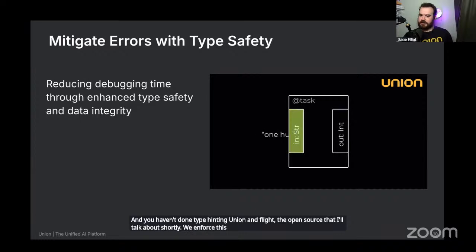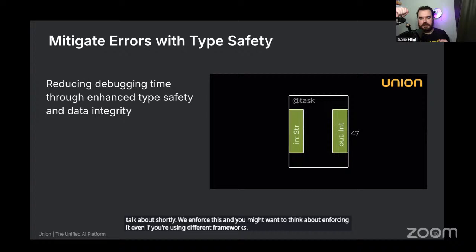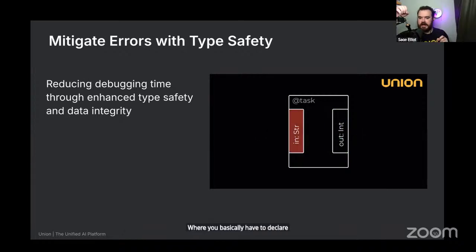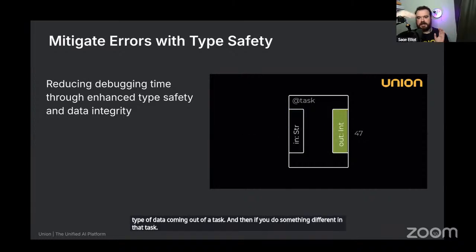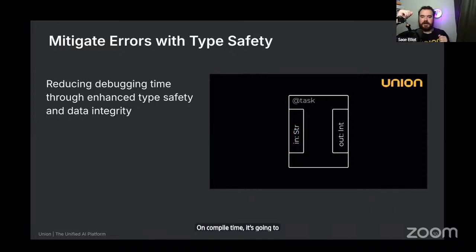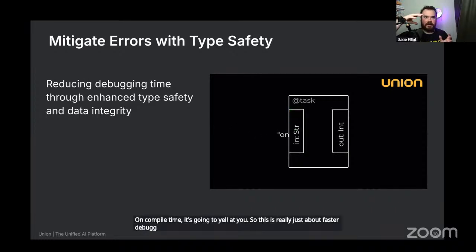And you might want to think about enforcing it, even if you're using different frameworks, where you basically have to declare the type of data coming into a task and the type of data coming out of a task. And then if you do something different in that task, on compile time, it's going to yell at you. So this is really just about faster debugging and also the collaboration piece between teams.